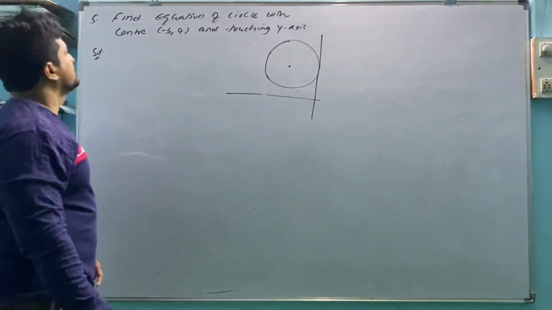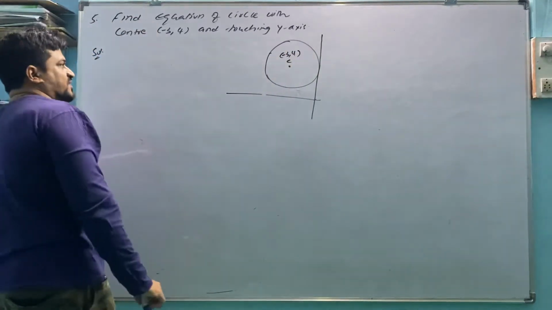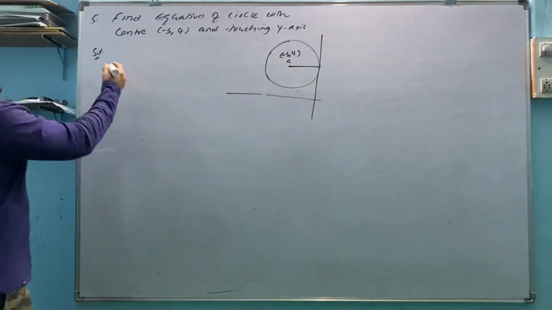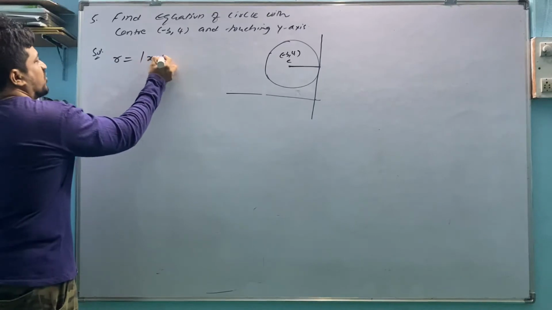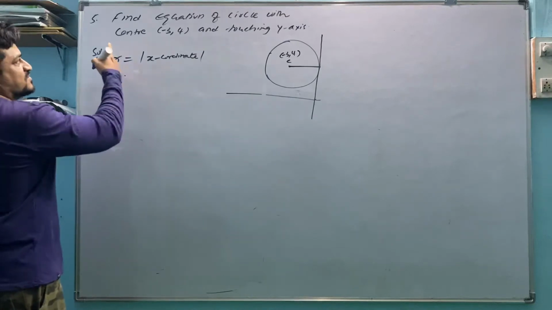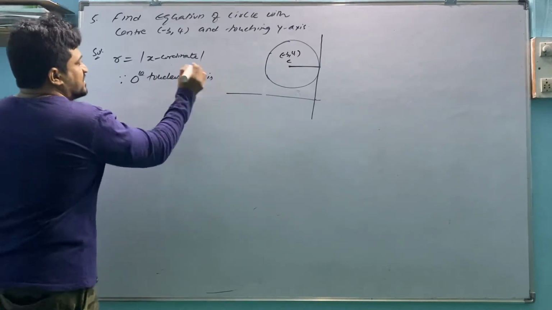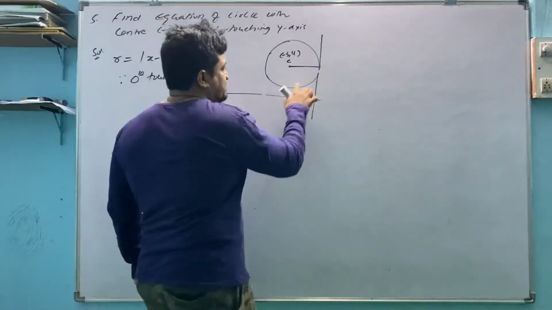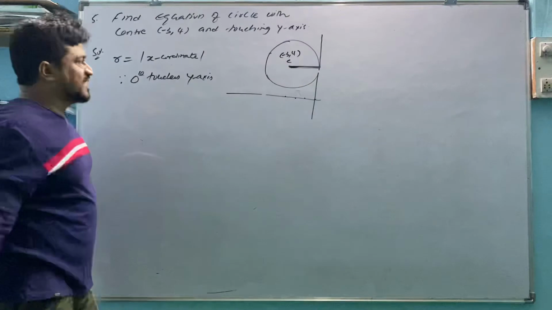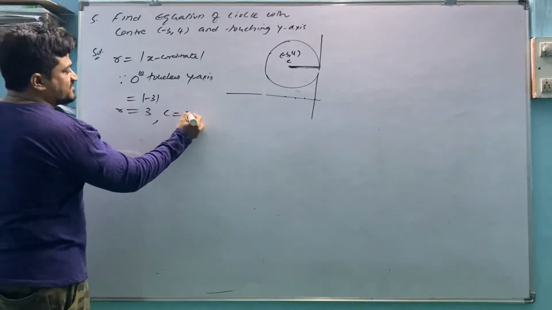Center is minus 3, 4. Touching the y-axis we have taken. So we need the radius, this one. So radius equals modulus of the x coordinate. Since the circle touches the y-axis, this is the x value, minus 3. From here to here, 3 units distance. Because x is negative, we have to use modulus of minus 3. So that is 3.